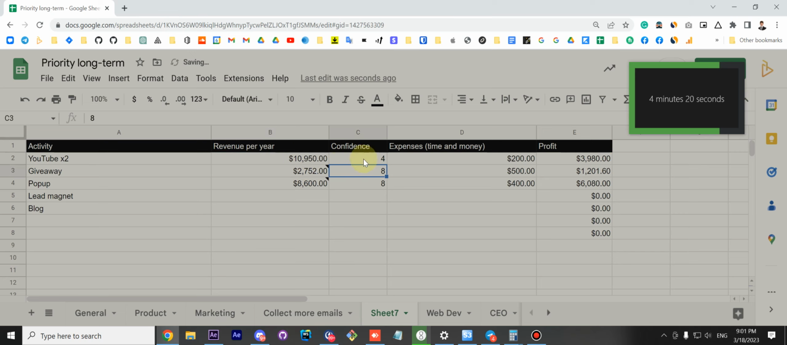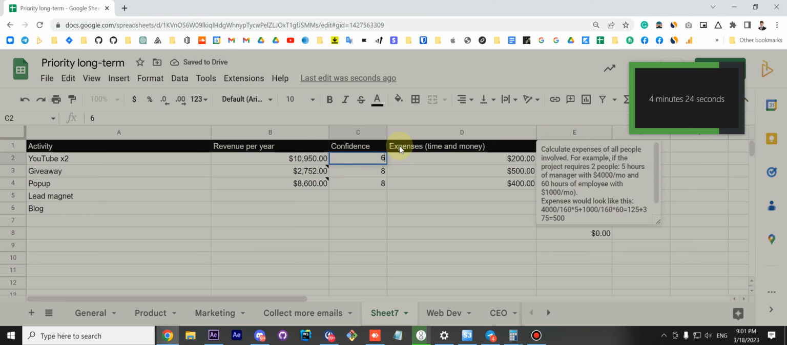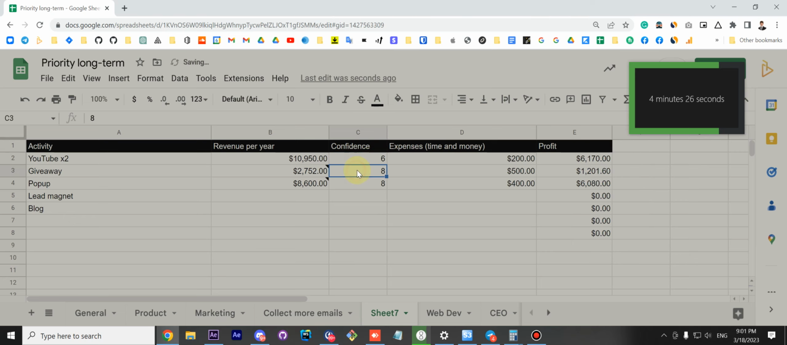Okay, and how certain are you that this will happen? Well, I would say maybe 6, because if you double down, you can expect more than half, more than 50% probability that you'll gain some percentage. Maybe it's not 30, but at least it would be 20 or 15.